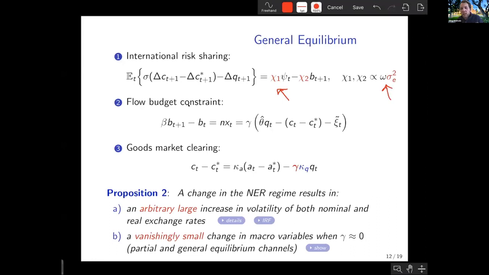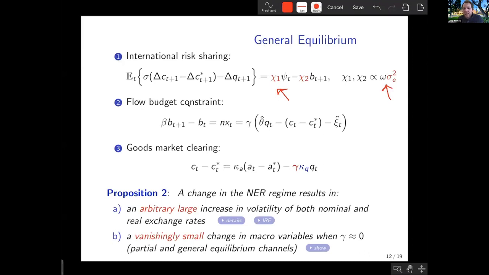And first of all, this is enough to explain a big gap in volatility between the exchange rate and macro variables under the float, but it also explains that when you go from a peg to a float, you have a big change in the properties of the real exchange rate and little or no change in the properties of the macro variables. What is the reason for that?